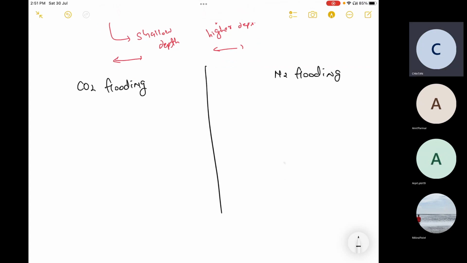Okay. So the first thing, what is CO2? Let's suppose somebody asks you, what is CO2? Can anyone answer?